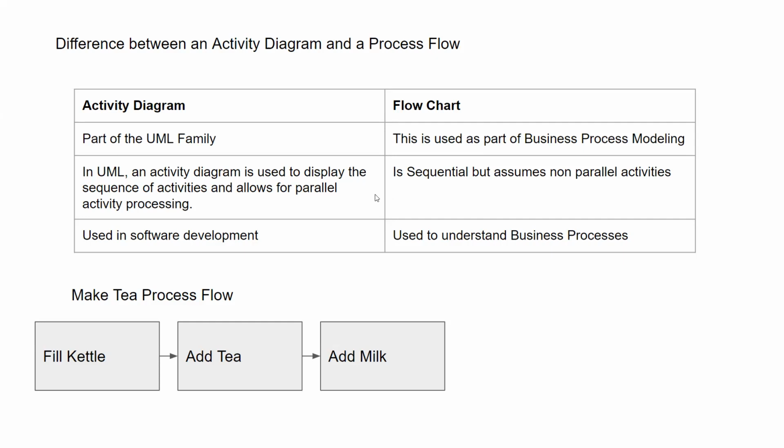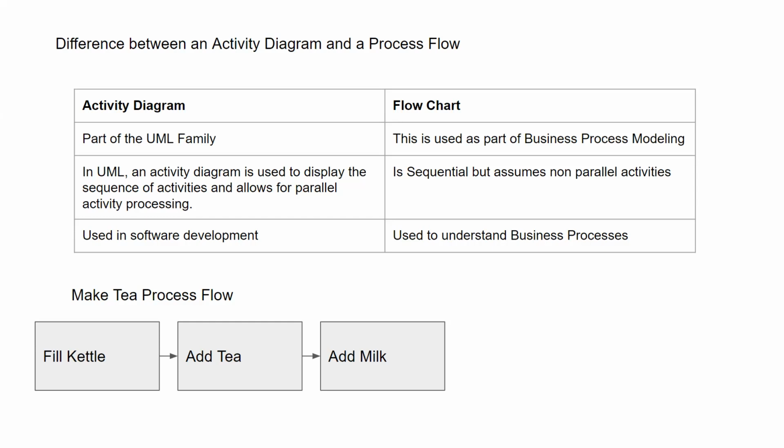So think of it as two different things. One is at the macro level. Activity diagram gets very much into the weeds of the system. It's used in software development. The flow chart or process flow is used to understand business processes. Those are the three high-level differences, just so you get familiar with what they are.